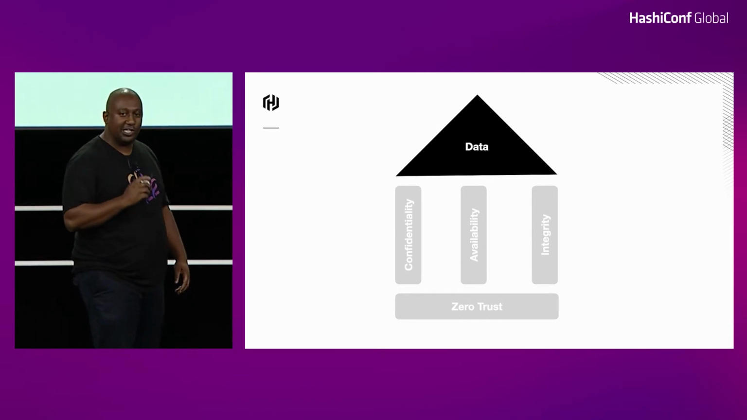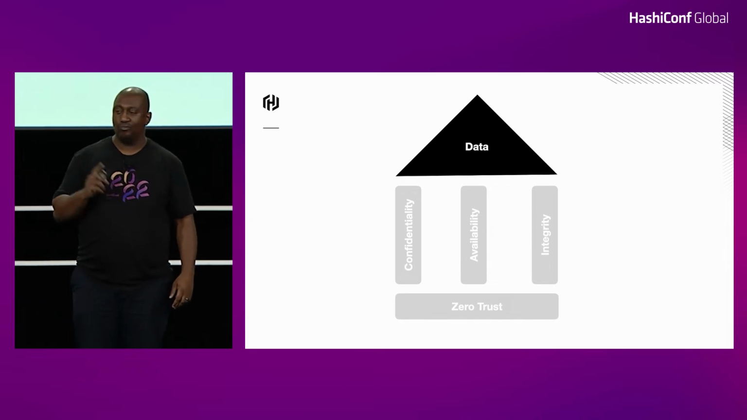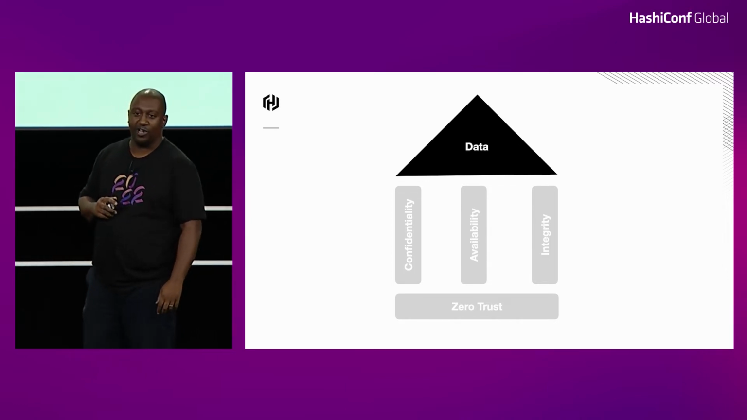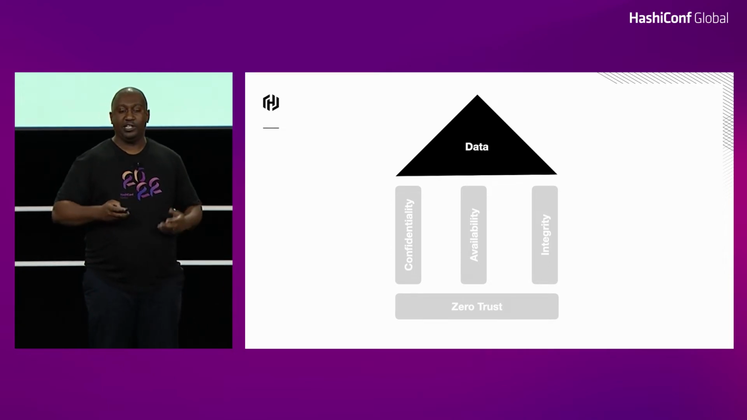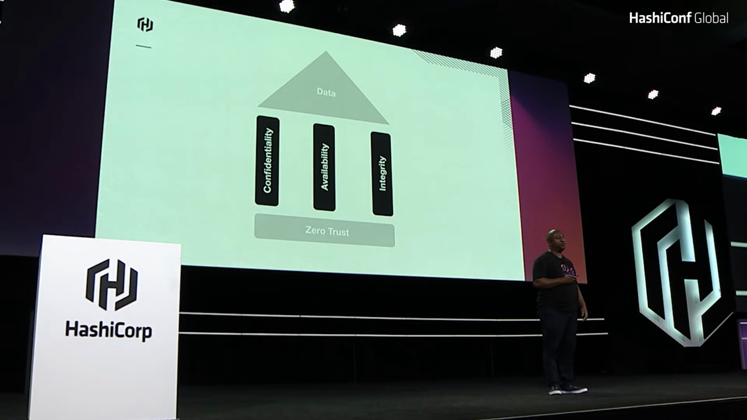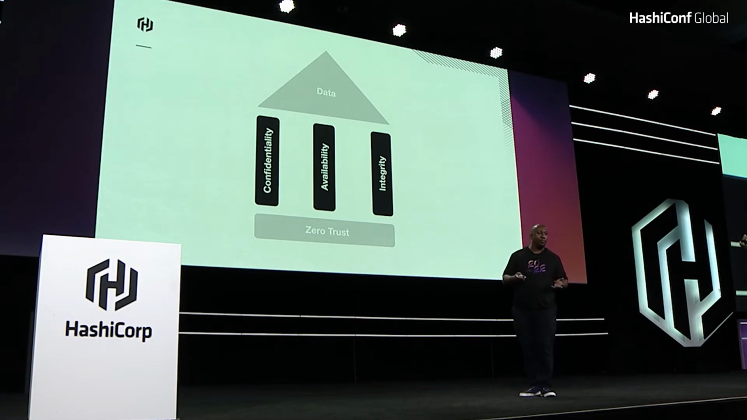If we translate that to our application stack, we have our data, and that's the roof over our head. That's where the real value is. Then we have those three pillars which we talked about in cybersecurity. Going back to our house analogy, these are our bricks and mortar. These are our walls. These are the things that hold up our roof, the things that are holding up our real value, in this case, our data.